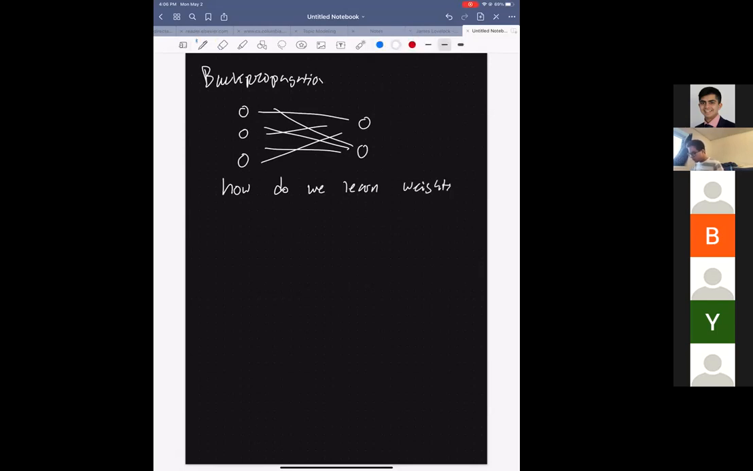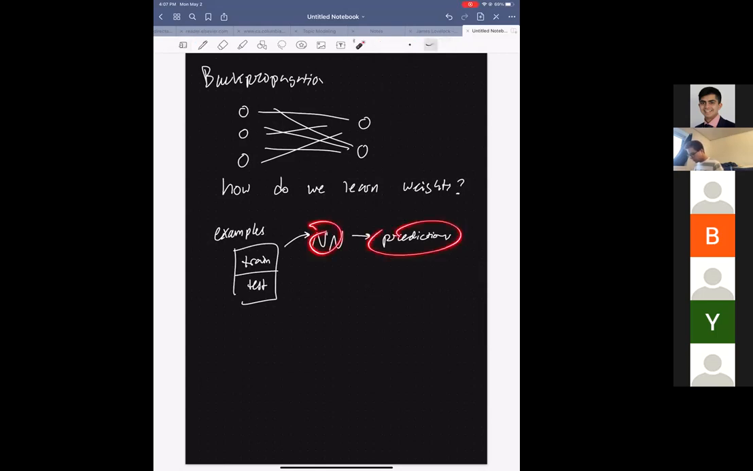So maybe before I ask how do I learn the weights, we can think about the story of a neural network. We have an example or a set of examples. We have a neural network. Let's say we have some training examples and some testing examples, right? We'll first want to pass our training examples through the neural network in order to get predictions. And the idea is if the weights in this neural network are correct, these predictions would be correct, right? And so in the forward pass, we pass our examples through the neural network.